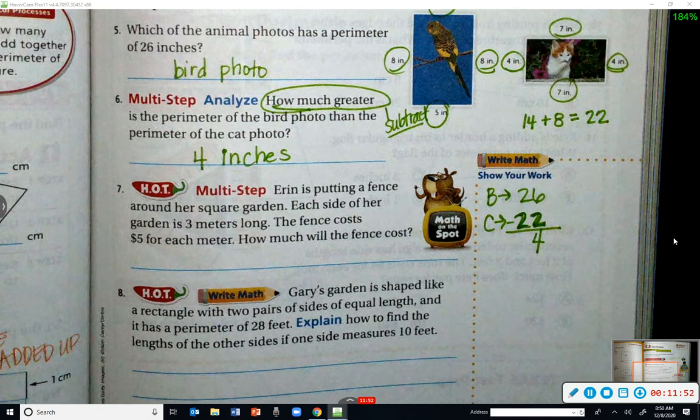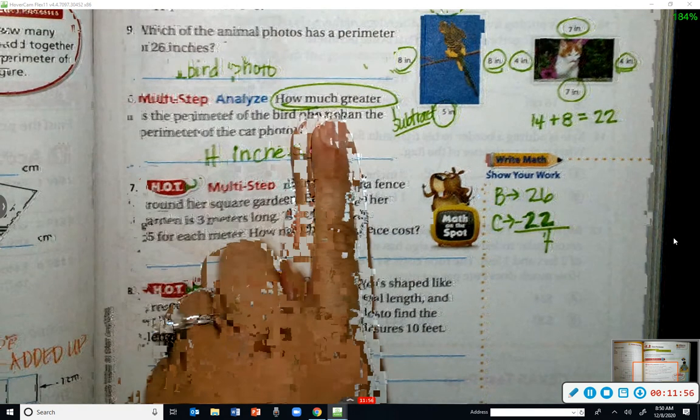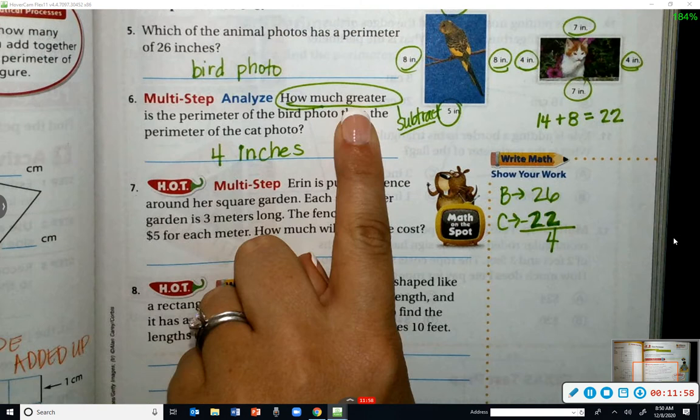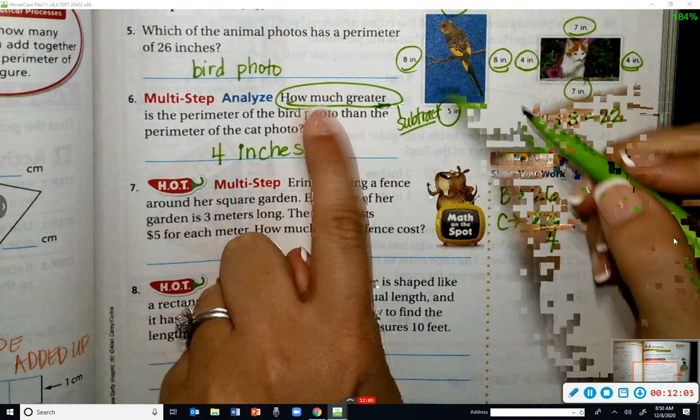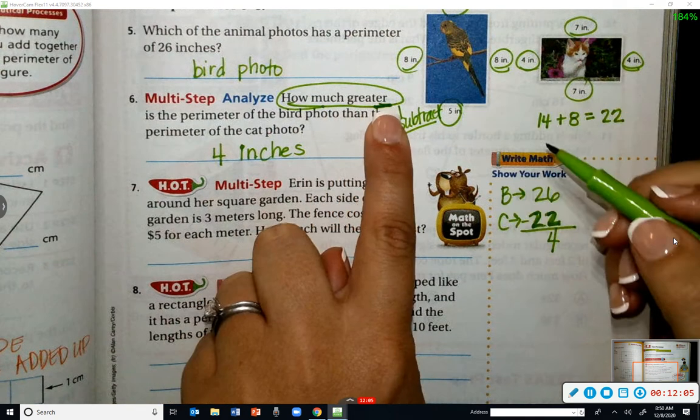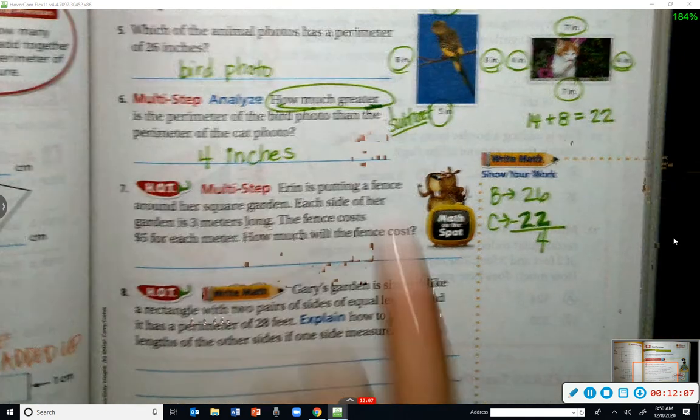Did y'all have any questions on that? No, that's easy. So just remember when it says how much greater or how much smaller, bigger, any word ending in ER right here, how much with an ER word, that means you're going to subtract, okay?